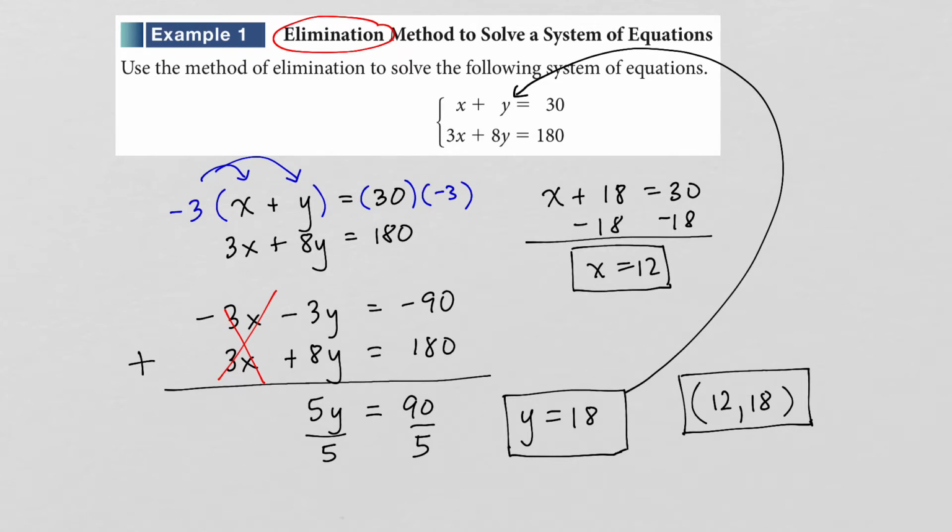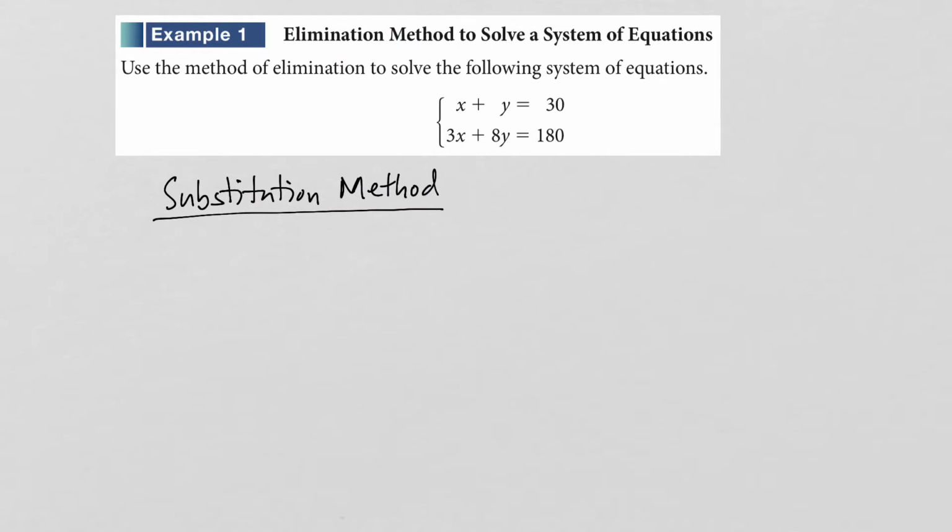Now I want to talk about a method called substitution. To use the substitution method, we're going to take the first equation, and we're going to solve it for y or solve it for x. It doesn't matter which variable you solve for. I'm going to solve for y. So I can do this by subtracting x from both sides, and this gives us y is equal to 30 minus x.